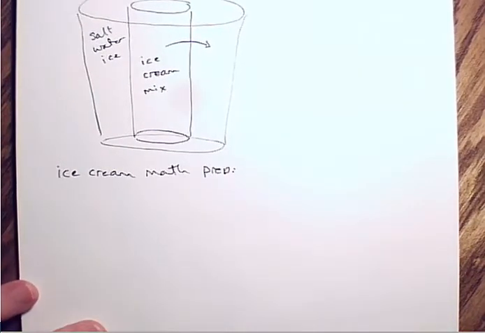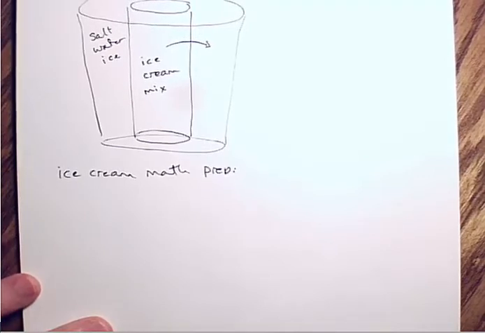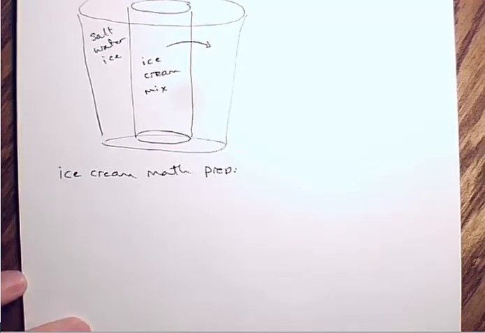All right. For the math prep, the first thing you want to know is how much energy needs to be removed from the ice cream to get it to freeze. We're going to make some assumptions. I want to make it simple for you. We're assuming the ice cream mix is at the freezing temperature but has not yet started to freeze. All you got to do is figure out how much energy has to be removed.